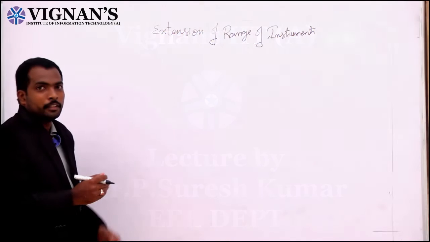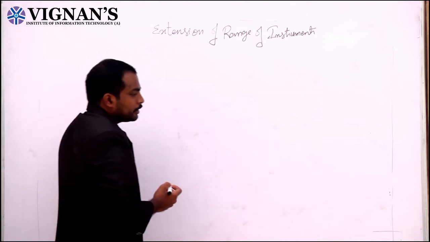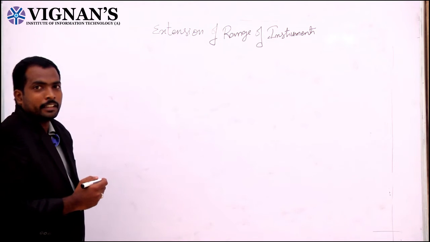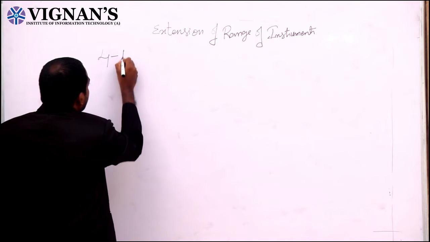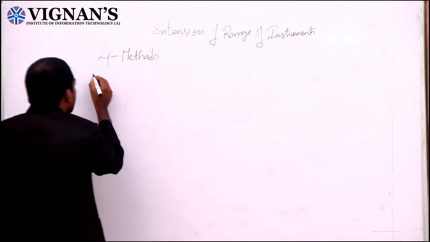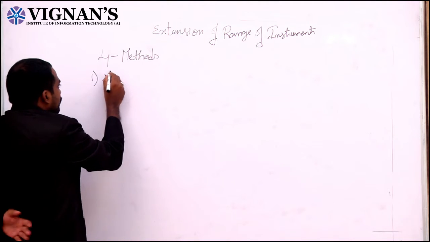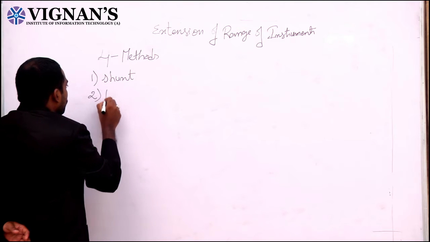Good morning all. In today's class, we will discuss the extension of range of instruments. The extension of range of instruments can be done in four different methods. The first method is the shunt type method. The second one is the multiplier method.